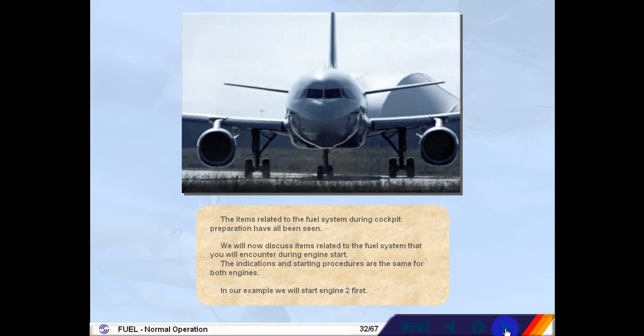The items related to the fuel system during cockpit preparation have all been seen. We will now discuss items related to the fuel system that you will encounter during engine start. The indications and starting procedures are the same for both engines. In our example, we will start engine 2 first.